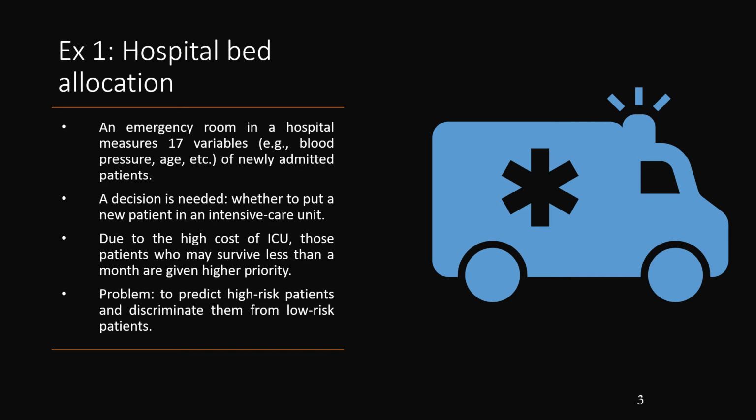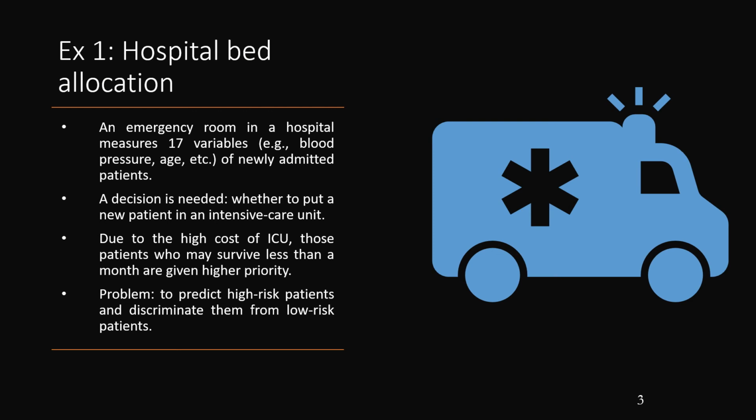Let's take the first example, the hospital bed allocation. It is a very common problem in hospitals when there are limited berths, that is, the beds that are available. How can you ensure that the right patient gets the bed in the ICU when there are so many people waiting for a bed in the ICU? In this case, supervised machine learning can help you out.